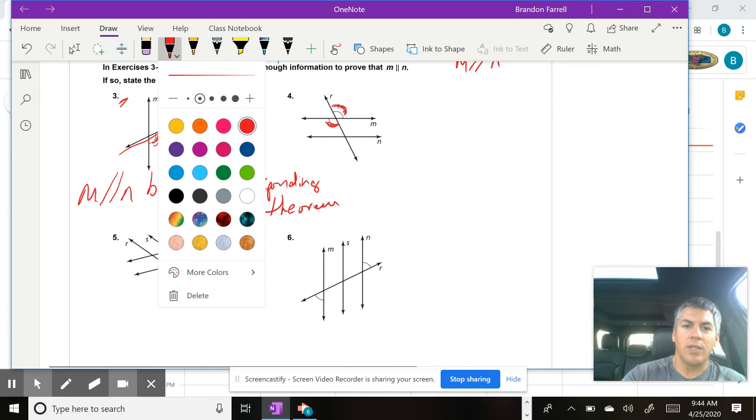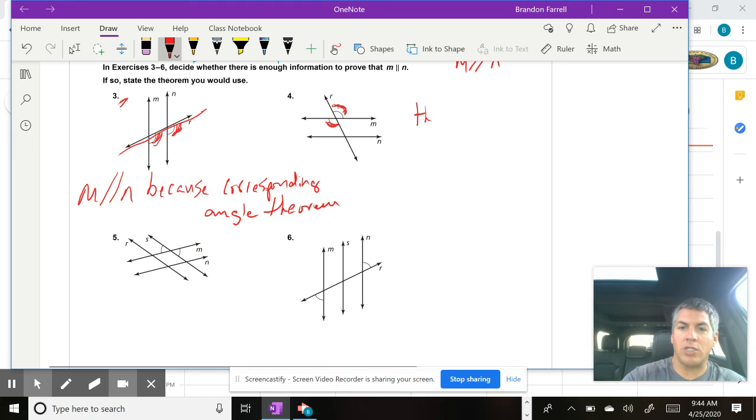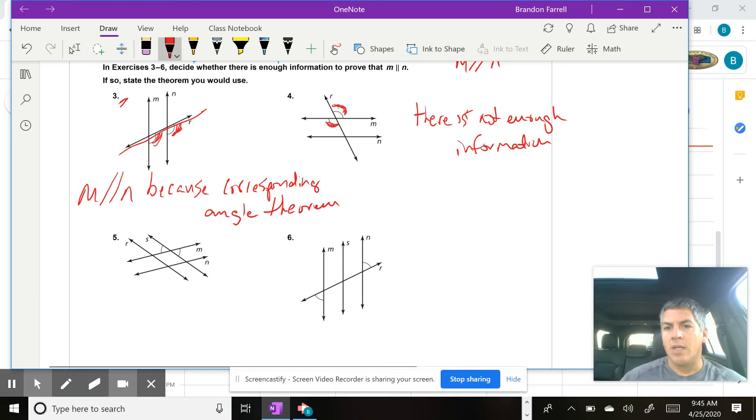Okay, so we're going to say that there is not enough information. Cannot make a determination whether M is parallel to N in that particular case.